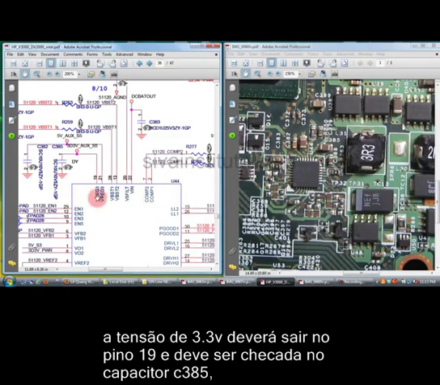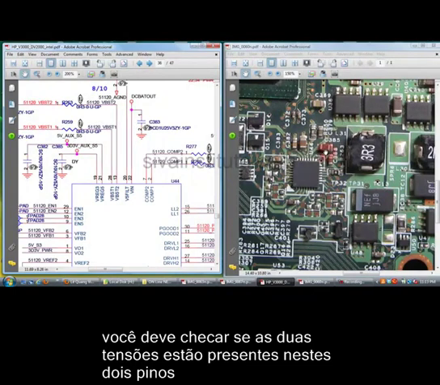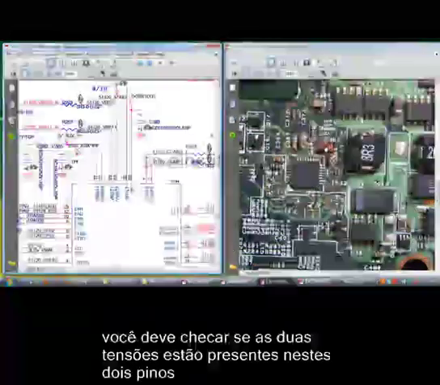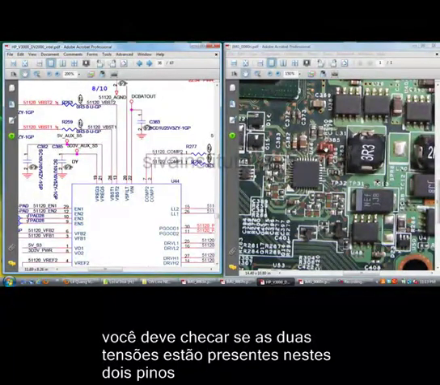Next, the 3.3 volts regulator. You should check at this capacitor, C385, whether 3.3 volts is there or not. So this is the 3.3 volts capacitor and this is the 5 volts capacitor. The 3.3 volts goes to the SIO chip and BIOS chip, and will be present without pressing the power button.